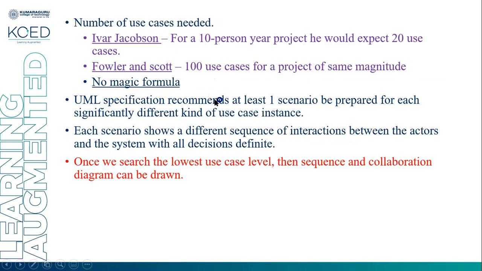The UML specification recommends at least one scenario to be prepared for each significantly different kind of use case instance. Each scenario shows a different sequence of interaction between the actors and the system with all decisions definite. Every use case should be different.